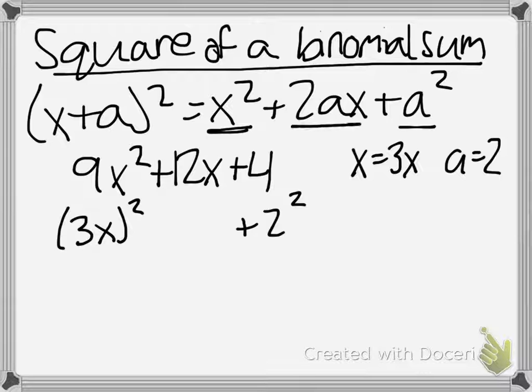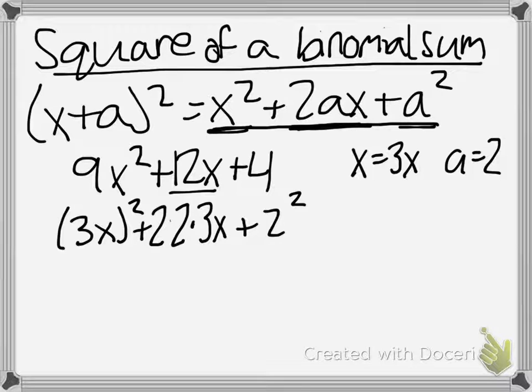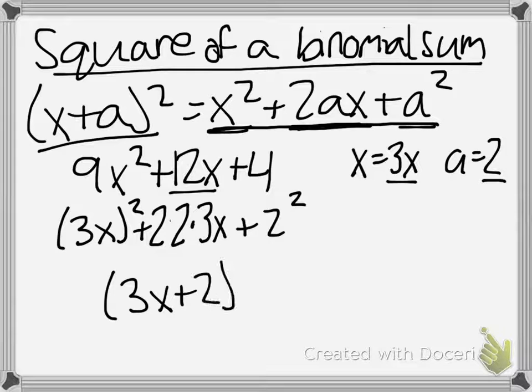So I know that my middle term, if this formula applies, I will have 2 times a, which is 2, times x, which is 3x. 2 times 2 times 3x. Well, what's that? 2 times 2 is 4, times 3 is 12, 12x. That's exactly what I have. So I know that what I have is, in fact, of the form x squared plus 2ax plus a squared, where x is 3x, a is 2. So that means that what I have is x plus a squared. 3x plus 2 squared.